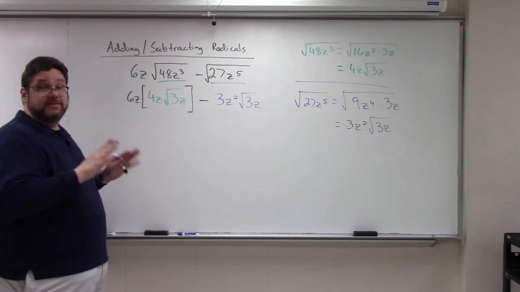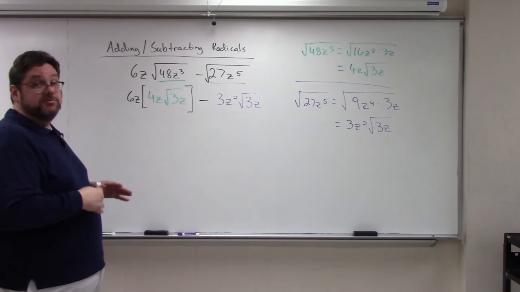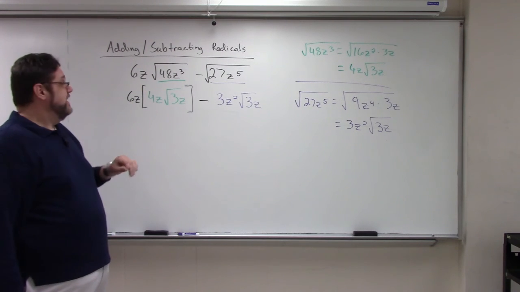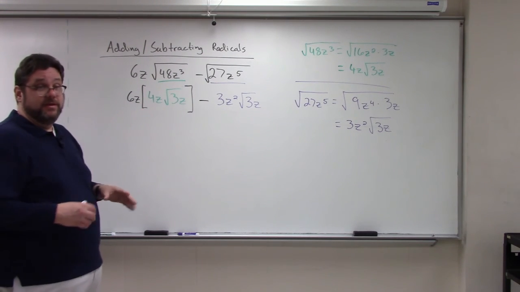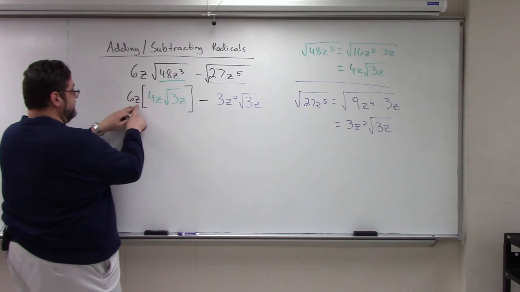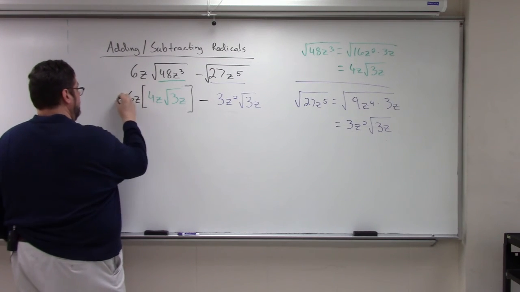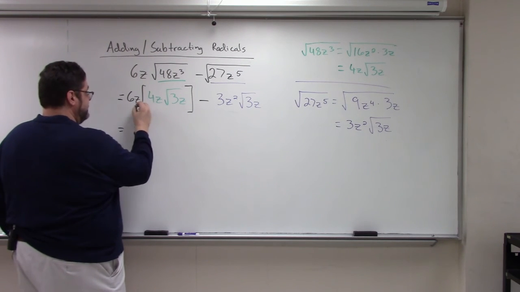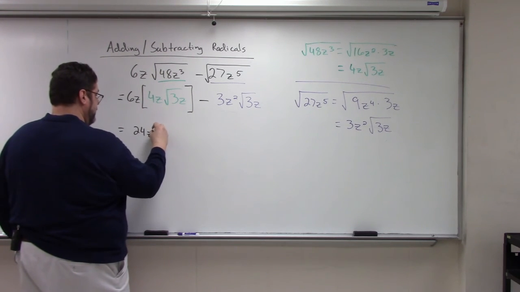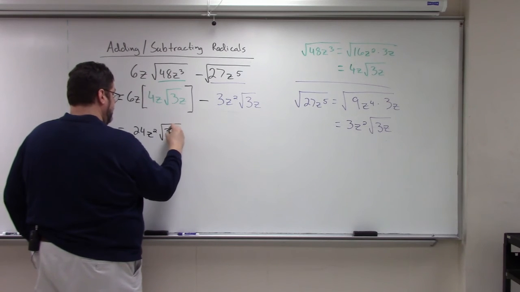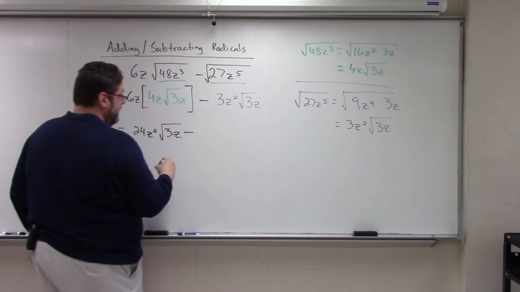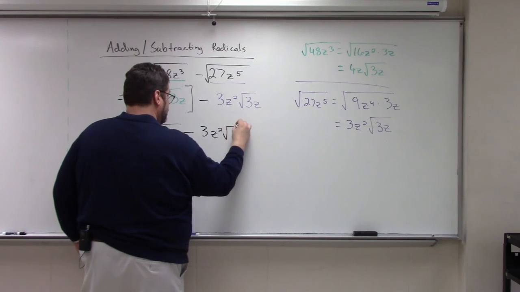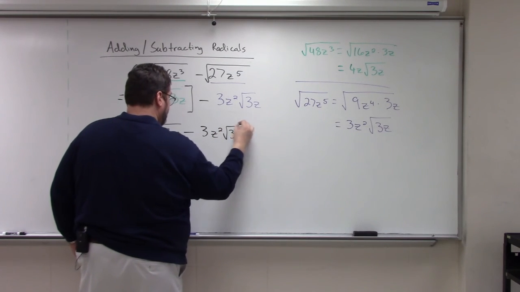All right, so that's the first thing. That was the hardest part of the problem, simplifying those two radicals. Now that they're simplified, we need to multiply the 6z times the 4z, and that will give us 6 times 4 is 24. Z times z is z squared, square root of 3z, minus 3z squared, square root of 3z.